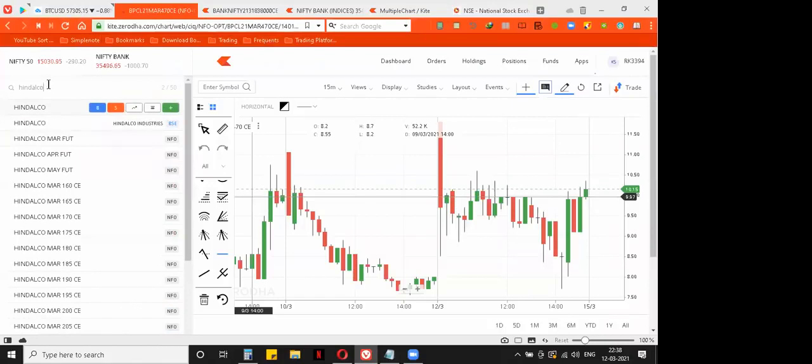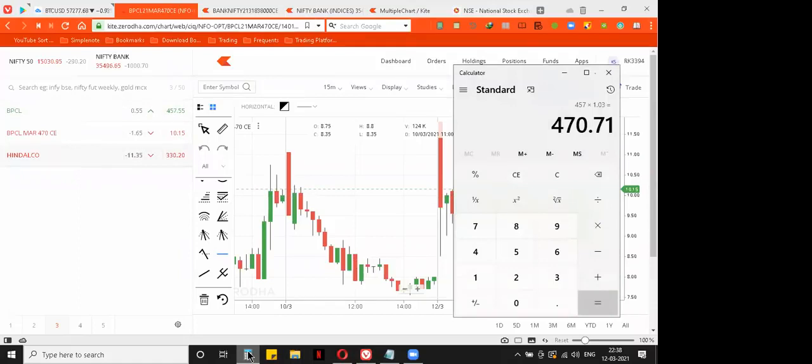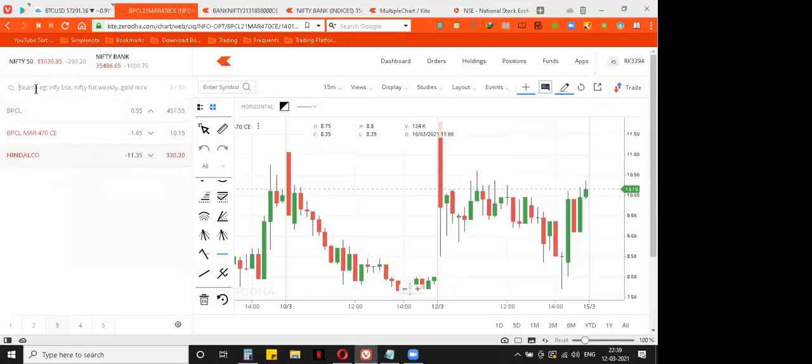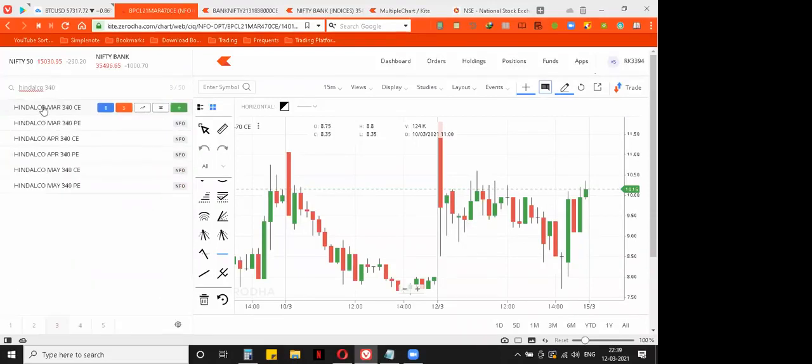First, we want the spot price, which is 330. Then we want to know what is 3% of that. 1.03 will give me 339. So I'll probably look at 340 or something. 340 C.